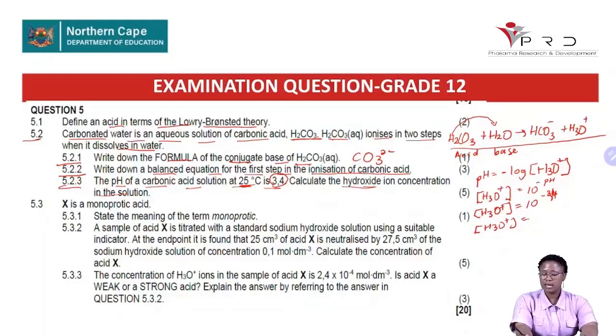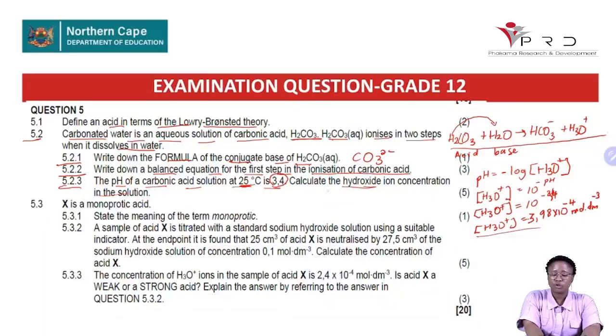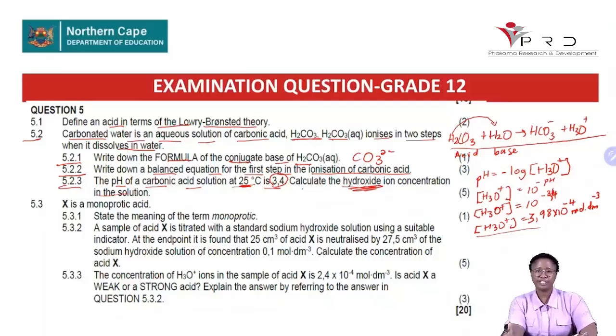What is the answer? I've done it for you. The answer is 3,98 times 10 to the power negative 4 mole per decimeter cubed. Remember that now I calculated the concentration, but they don't want the concentration of the acid. They are looking for the concentration of the hydroxide. So what do we do from here?